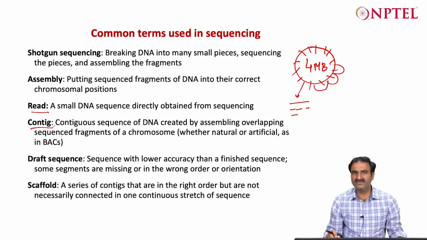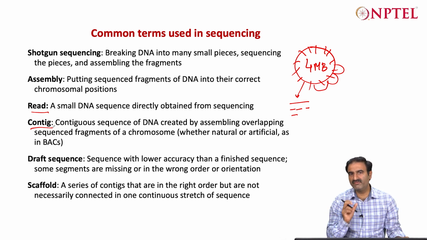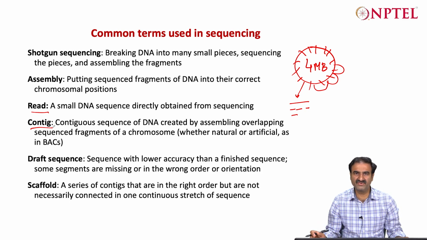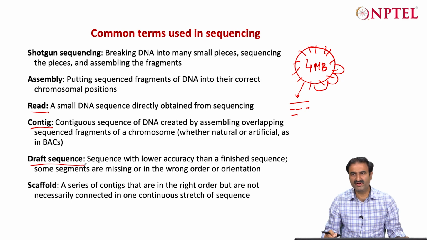But in this process, it is not always guaranteed that you will get the complete circular or linear chromosome back. There will always be some missing gaps in between. That is why the first sequences that come for a genome are not a complete chromosome, but a draft sequence or a draft genome, right? And then we have to make more efforts in completing that genome.